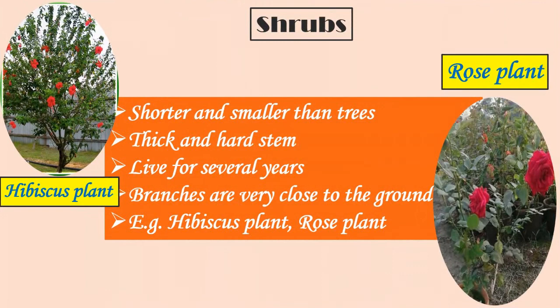Let us see some features of shrubs. A shrub grows close to the ground. They have branches very close to the ground. A shrub has several main stems arising at or near the ground. Shrubs are shorter and smaller than the trees, but they have a thick and hard stem. Shrubs grow 2 to 3 meters tall. For example, hibiscus, rose, etc.